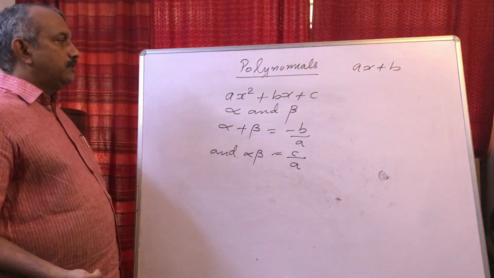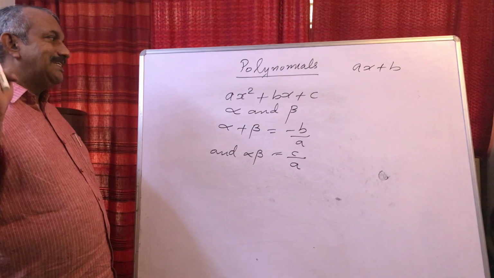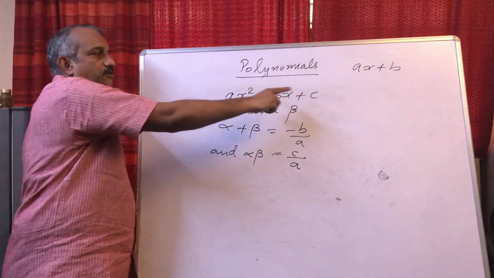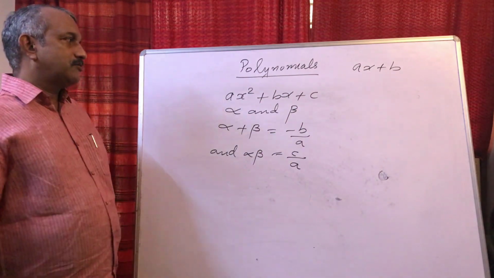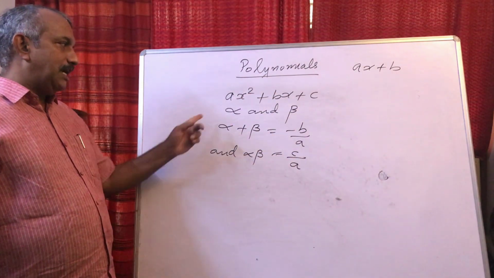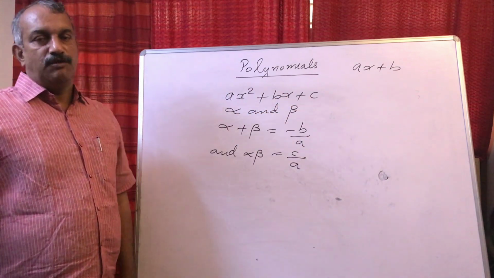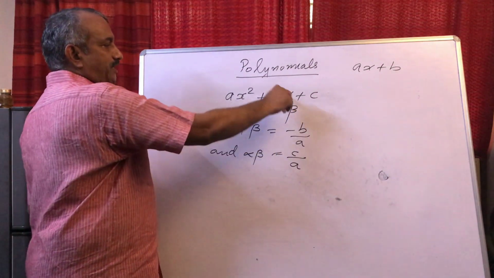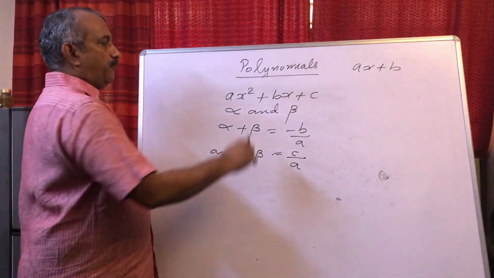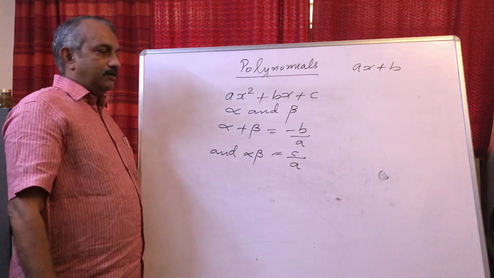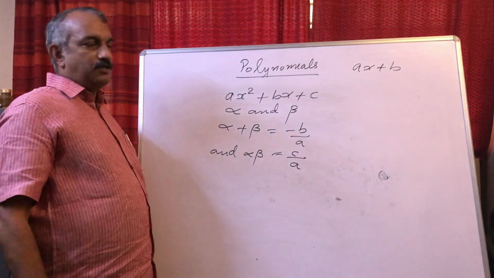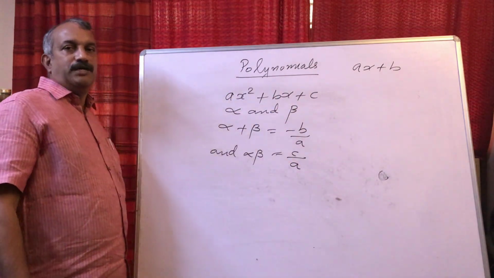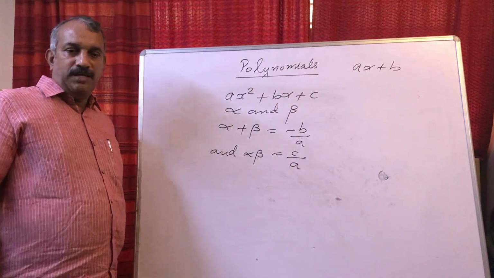Next one, relationship between zeros and coefficients of a quadratic polynomial. Now the standard form of a quadratic polynomial is ax square plus bx plus c. Let alpha and beta be the zeros of the polynomial. Then alpha plus beta, the sum of the zeros, will be equal to negative of coefficient of x upon coefficient of x square. And alpha beta, the product of the zeros, is equal to the numerical coefficient upon coefficient of square of the variable. Now we'll verify this property.